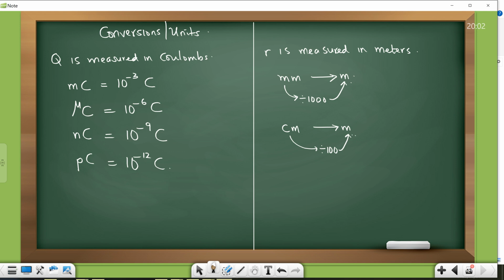Milli is times 10 to the power negative 3. Then you have your micro, you have your nano. Nano sounds like a 9. And then you have your pico. Yes, Naledi? So would they give us the distance in kilometers? Not really, because we're talking about small objects. Charges are always small. Oh, okay, thank you.